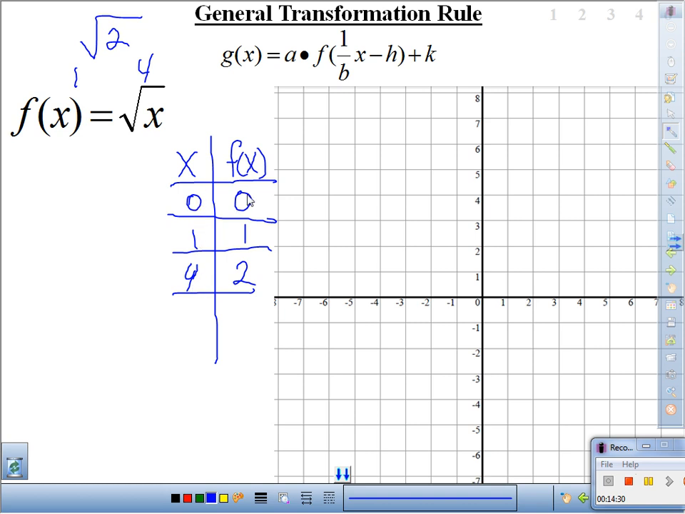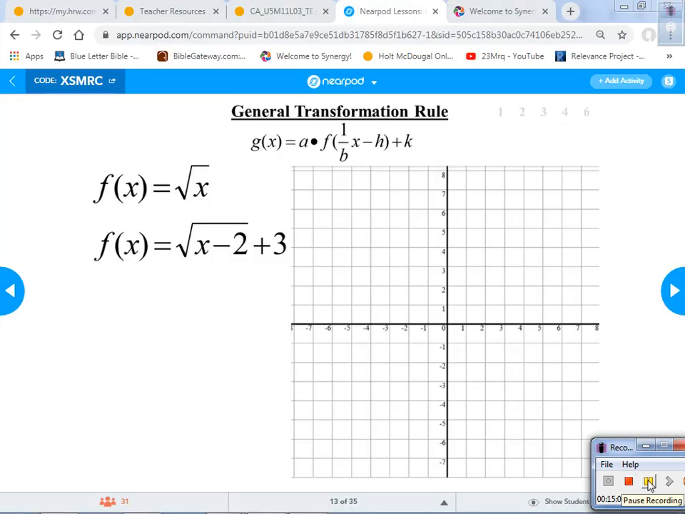That would give me what? 0, 1, and 2. So check this out. Let me plot that. 0, 0, 1, 1, 4, 2. And this is what the radical function looks like. Students, radical function, copy that, please. Now that you copied that one, underneath you wrote f of x equals the square root of x minus 2, and then outside the radical we have plus 3.